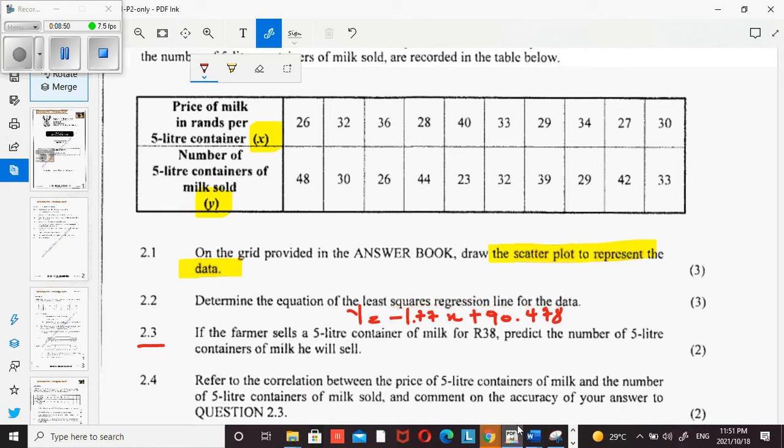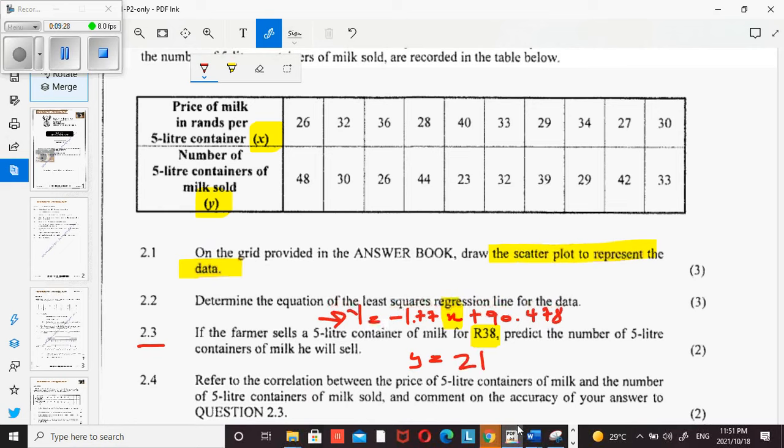Okay, question 2.3 says if the farmer sells 5-liter containers of milk for 38 rand, then predict the number of 5-liter containers of milk he will sell. So this is a straightforward substitution. You're going to have to take your 38 and substitute it into your x, because remember, x is your price and you are given the price here, and they want the number of 5-liter containers of milk, which is your y. So if we substitute 38 instead of x in that regression equation, you are going to get your y to be 21.